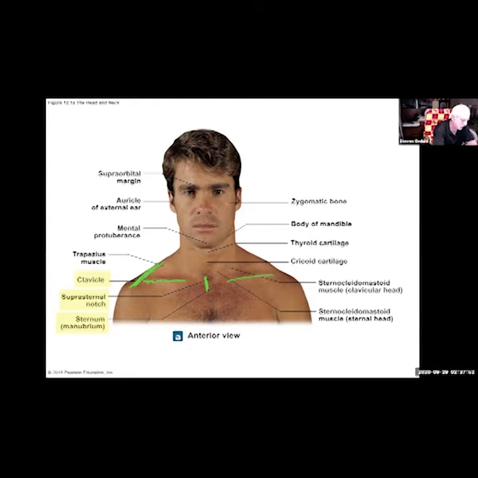Okay, this is a suprasternal notch, which you remember the manubrium sits up here, and then the body of the sternum as it comes down. Almost looks like a tooth, huh? Okay. And the sternum manubrium is right here. This is your manubrium. I'm not a great artist.